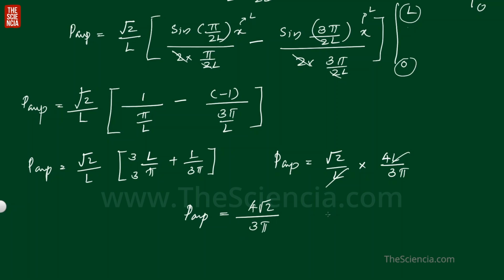Now what we have to find out? We have to find out the probability, that is equal to modulus square of probability amplitude. So what we get? We get 32 by 9 pi square, right?